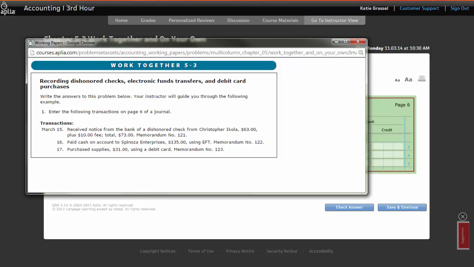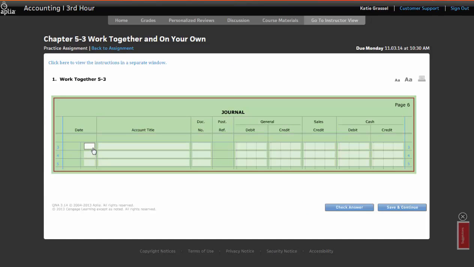So, first transaction: received a notice from the bank of a dishonored check from Christopher Icola for $63 plus $10 fee, total $73, memorandum 121. So what we have to do is put in a date. This is going to be the 15th, and this is going to be accounts receivable, Christopher Icola. Source document M121. Now, how much money does Christopher owe us total? $73.